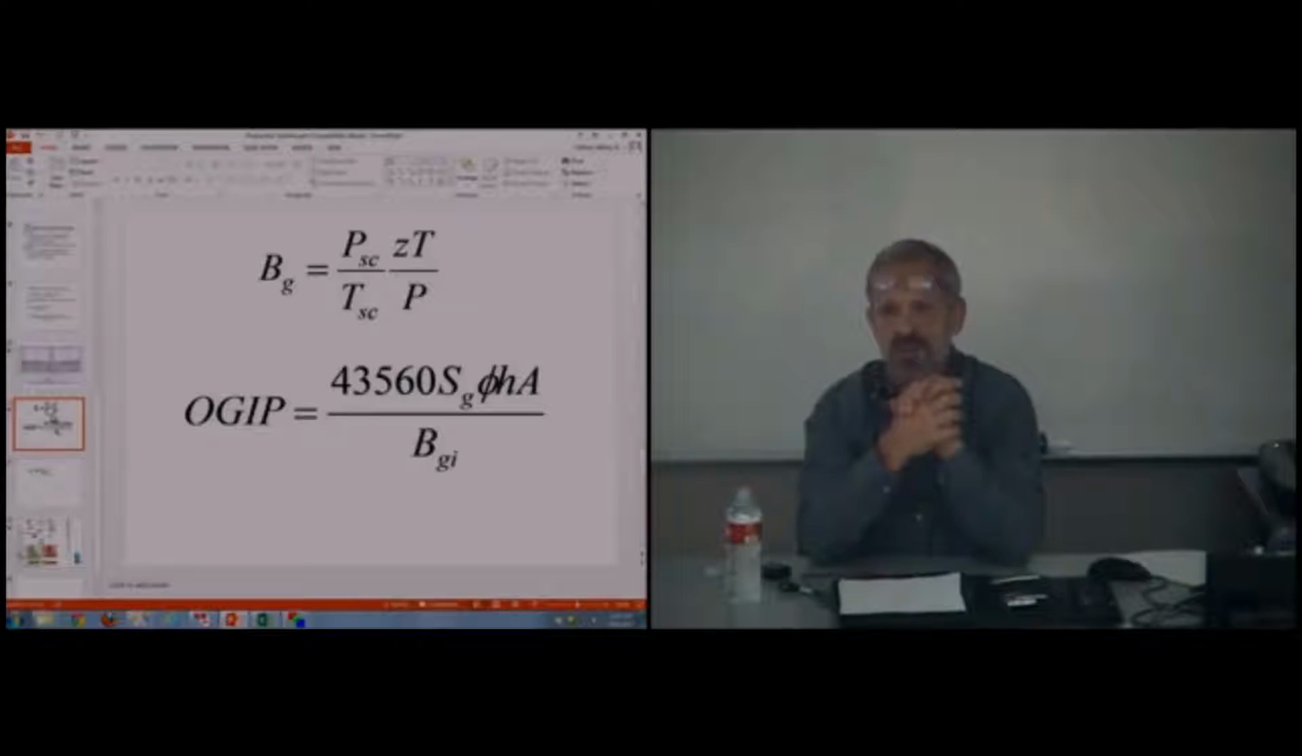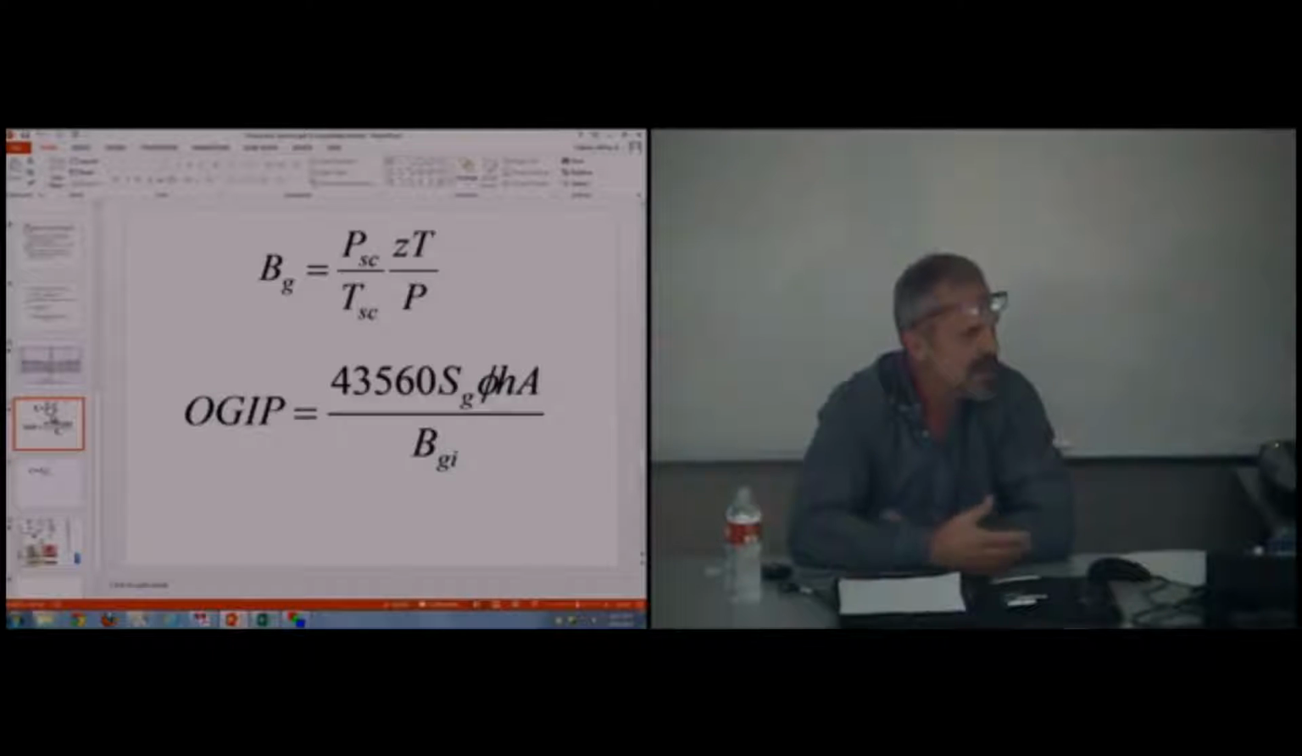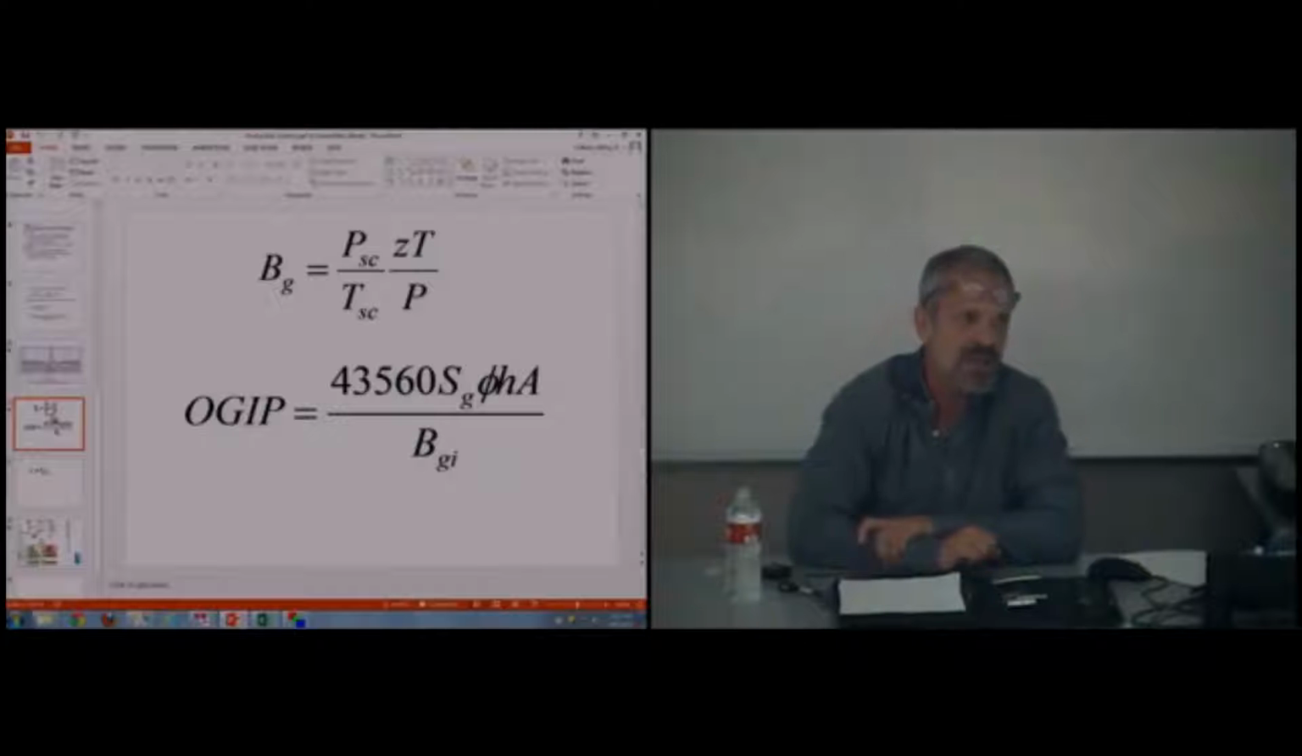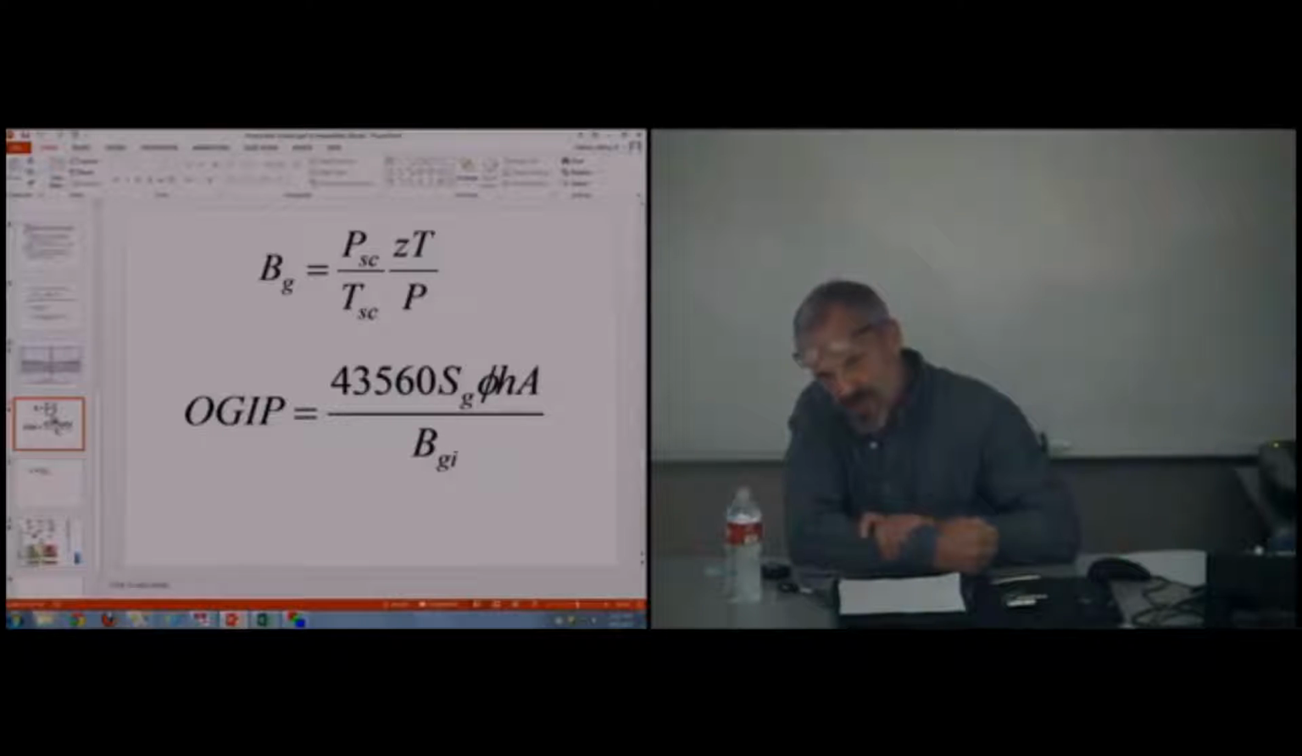And that's opposed to just GIP or gas in place, because after you produce the reservoir for a while, you'll have gas in place, and it will be equal to what was originally in place minus what you produced. And so this number B sub GI is the initial formation volume factor, because at any lower pressure you would have a B sub G, and it would be the current formation volume factor. So the O in OGIP, original, corresponds to the I subscript in the formation volume factor. You only get original gas in place when you use the initial formation volume factor.